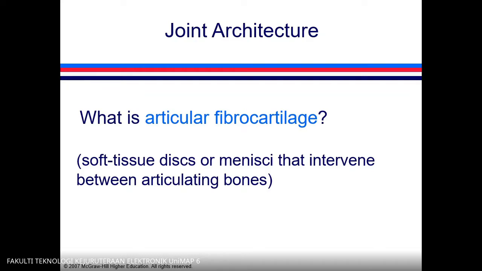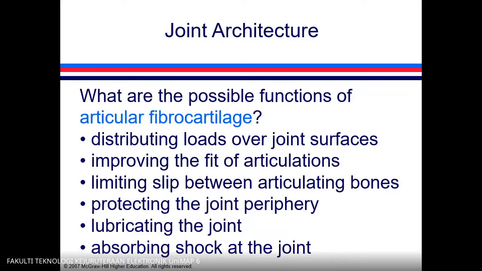And we have articular fibrocartilage. So it is within the articular cartilage. It is more or less the same. The function of articular fibrocartilage is almost the same: distribute loads and absorb shock at the joint, protecting the joint periphery. So its periphery will be protected, and it also lubricates the joint. So there are a few functions of articular fibrocartilage. There are 2 different things here. The first one just now is articular cartilage. Now we talk about articular fibrocartilage.